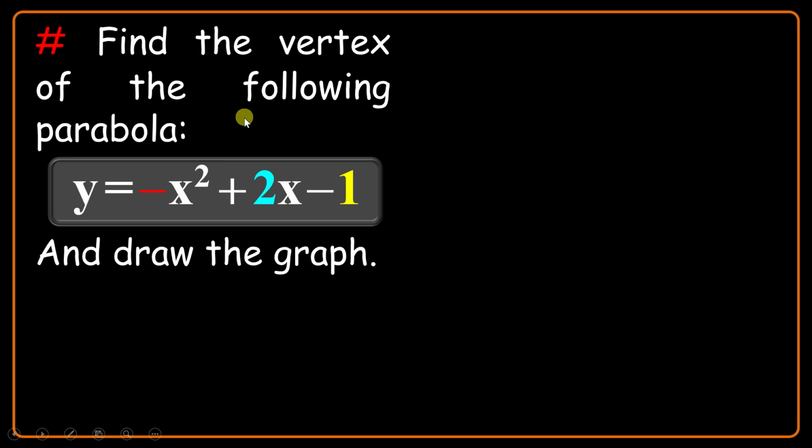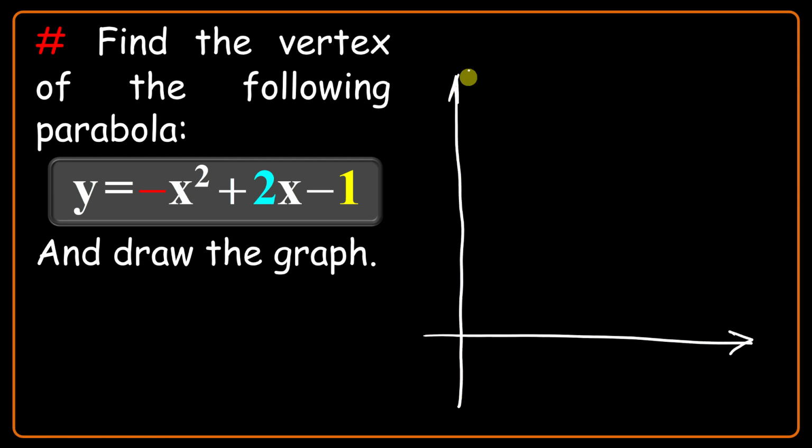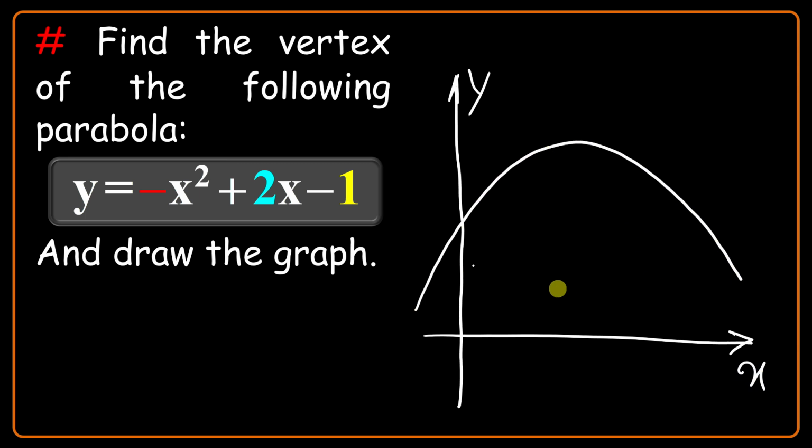Find the vertex of the following parabola. y is equal to -x squared plus 2x minus 1, and draw the graph. Okay, you remember that anyway, when the parabola is drawn like this, opening down because a is negative, it has a vertex here, maybe.